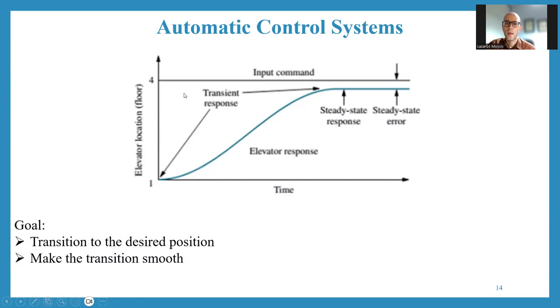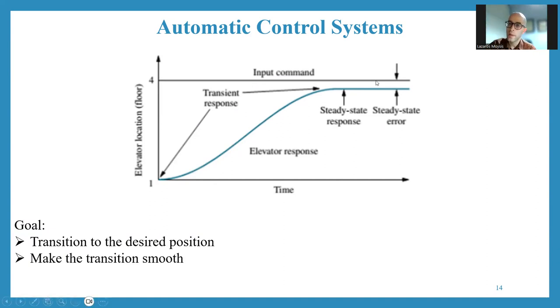So this is the classic, as I said, regulator problem. This is an example from Norman Nise. So this is the desired input, and we want to reach this input without error. Ideally, if you want to have this goal, we don't want to reach this point. We want to reach this point exactly.